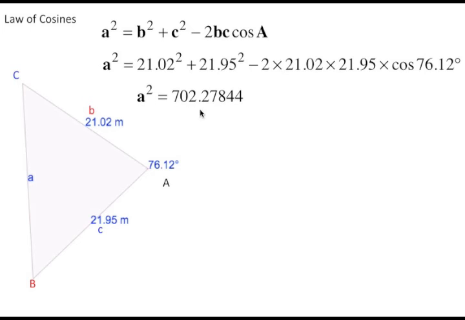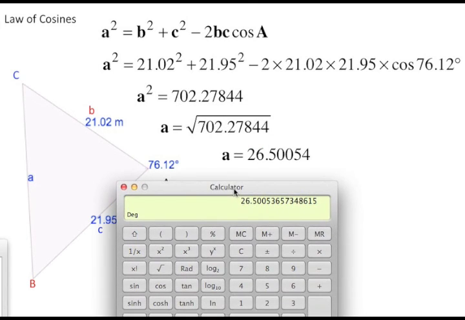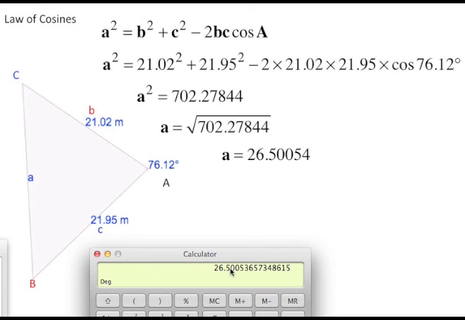I'm keeping that number in my calculator, but what I'm writing down, I'm rounding to 5 decimal places. I kept that number in my calculator because now I'm going to take the square root of it. So A is going to be the square root of this number. Hit the square root button, and you end up getting 26.50536, rounded to 5 decimal places or so. And there's my answer.